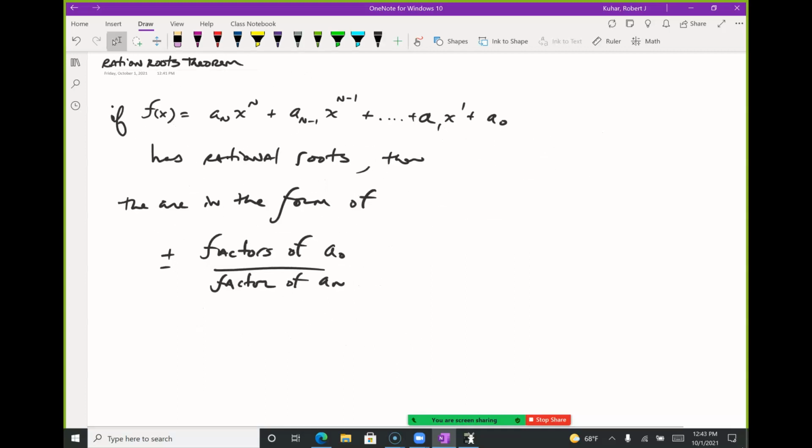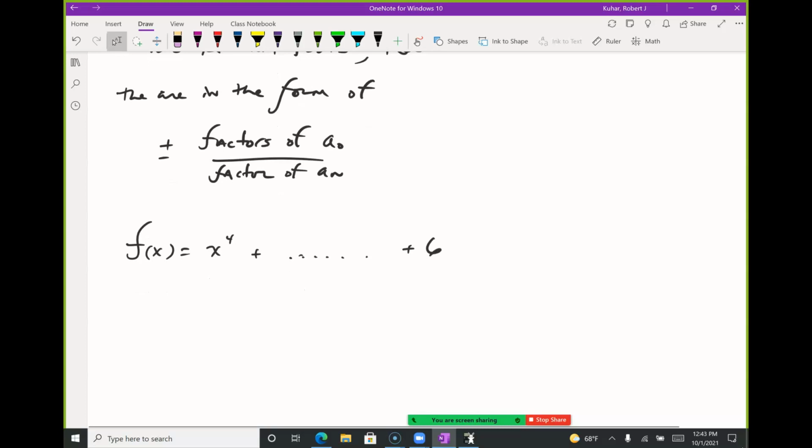So we're going to take the leading coefficient and factor it as much as we can, integers of course, and the constant and factor it as much as we can. So what was the one we just had? We had f of x is, help me, x to the fourth plus all the way down to plus 6, right? The one we just did, yes?